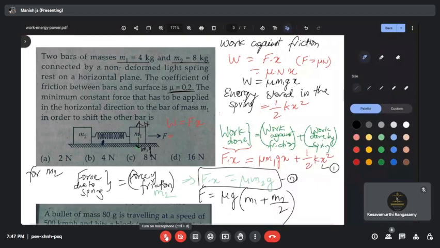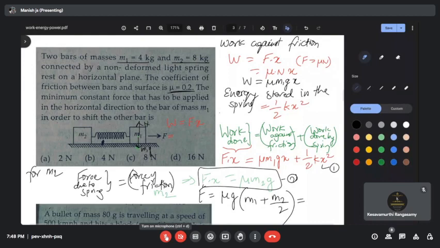You take a common out, x is anyways going to get cancelled off. Because I'm substituting for kx, that's also being eliminated in the process. So this is what we get. Now you substitute this and tell me what's the answer you're getting. Mu g times (m1 plus m2) upon 2.